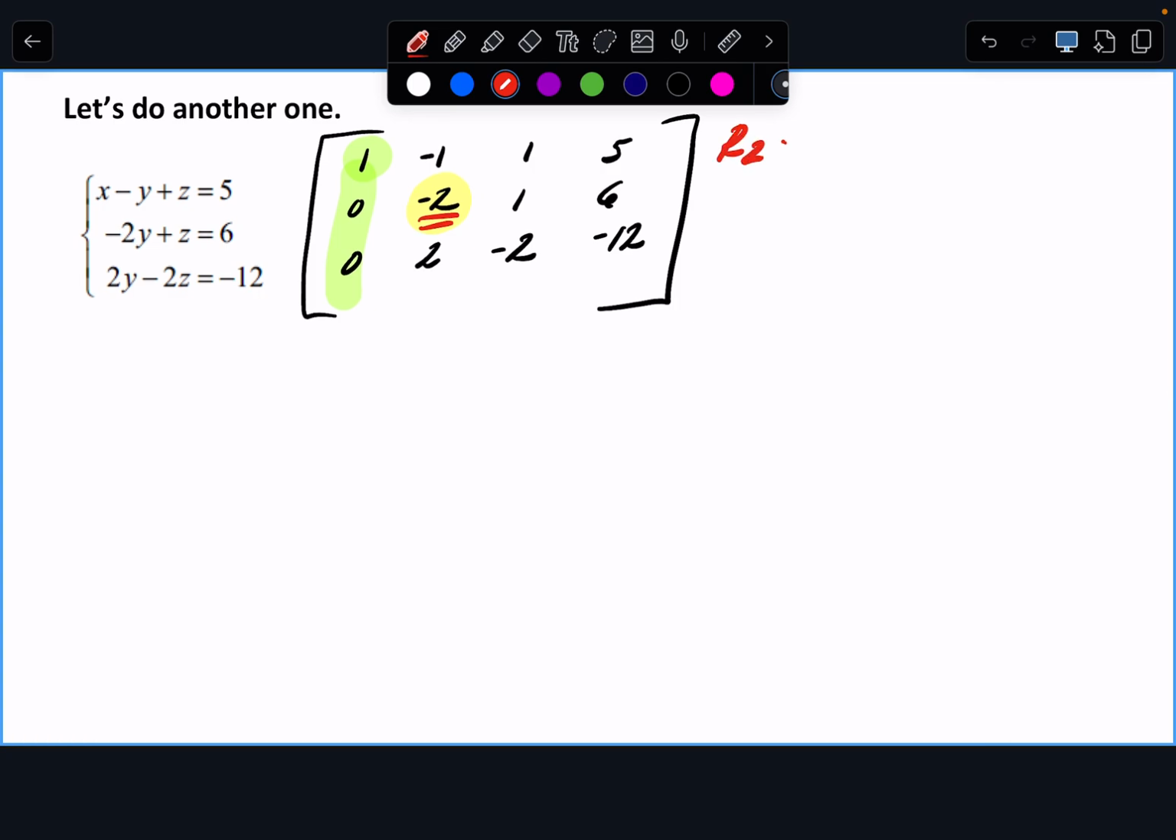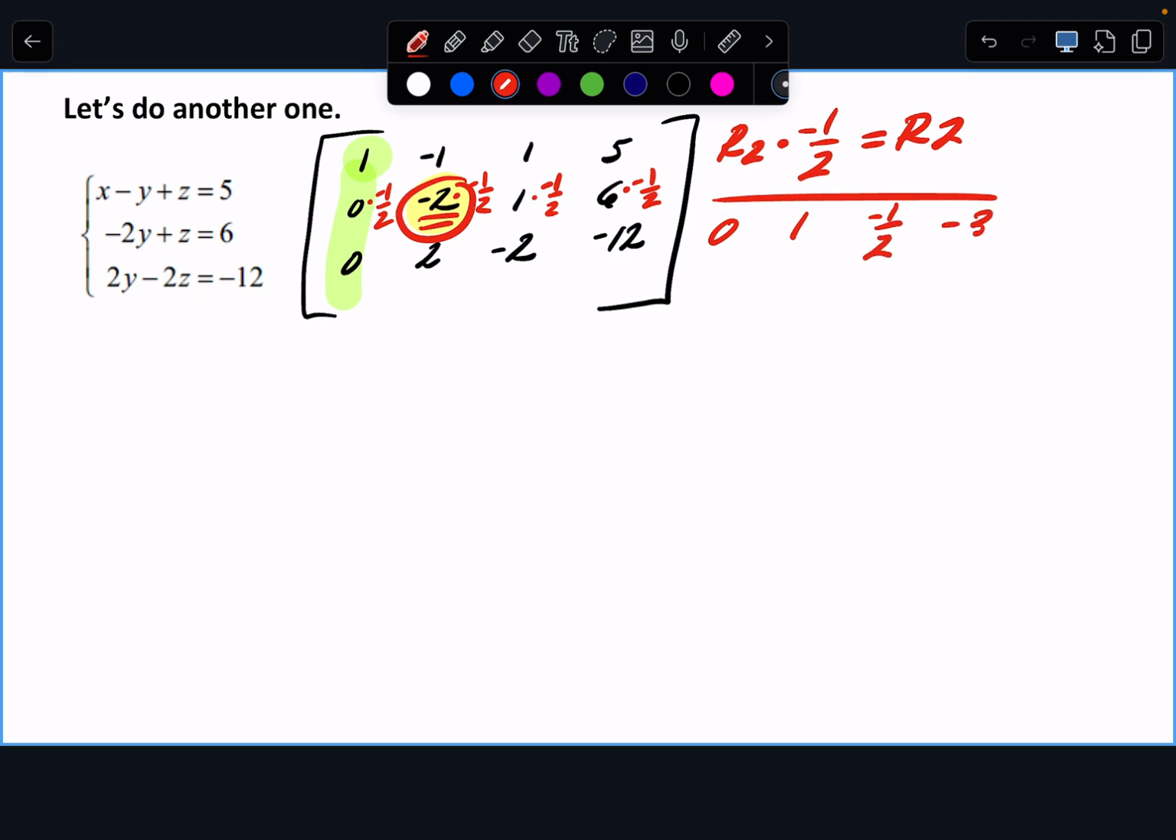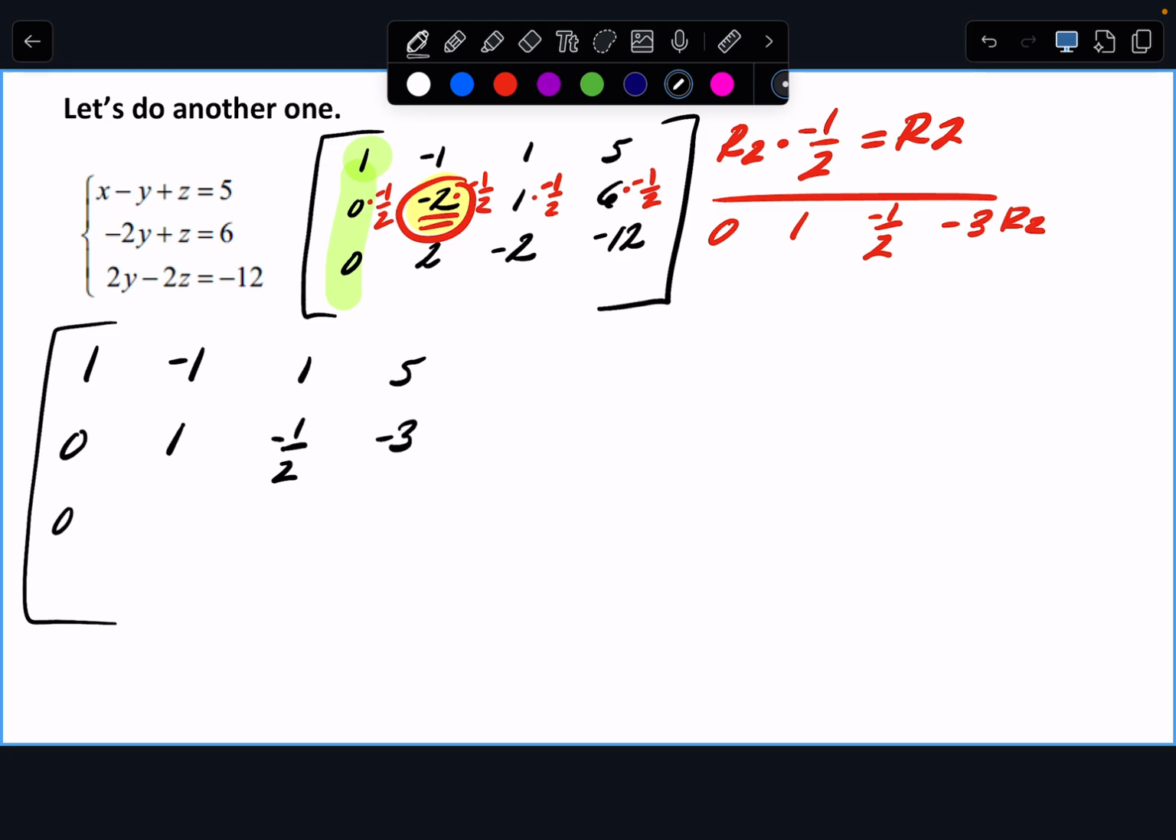So row 2 times, we need that to be a 1. Negative 1/2 will equal my new row 2. So if I'm timesing by negative 1/2, I'm getting 0, 1, negative 1/2, negative 3. Okay. So row 1 is still 1, negative 1, 1, 5. Row 2 just became 0, 1, negative 1/2, negative 3. Row 3 hasn't changed. 0, 2, negative 2, negative 12.